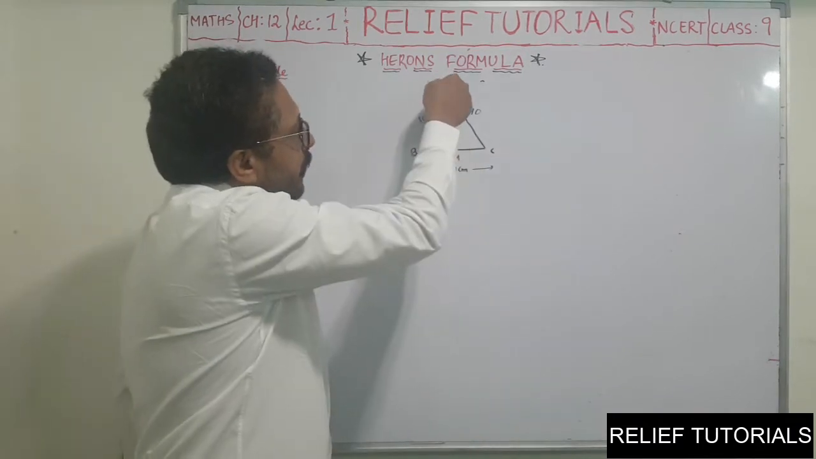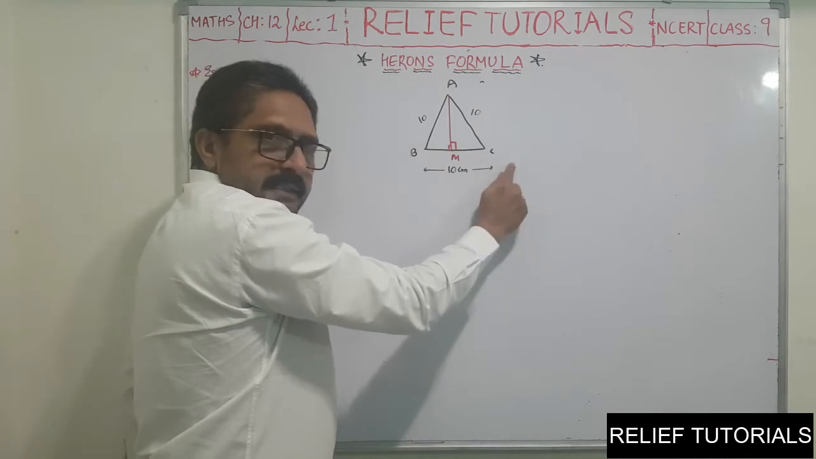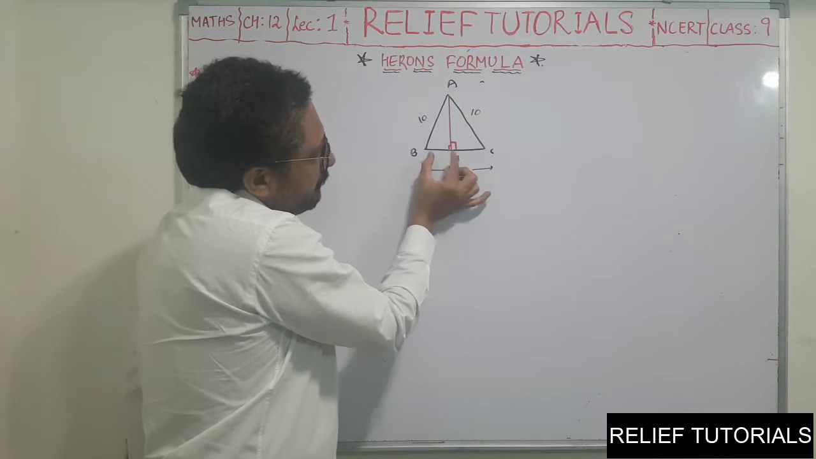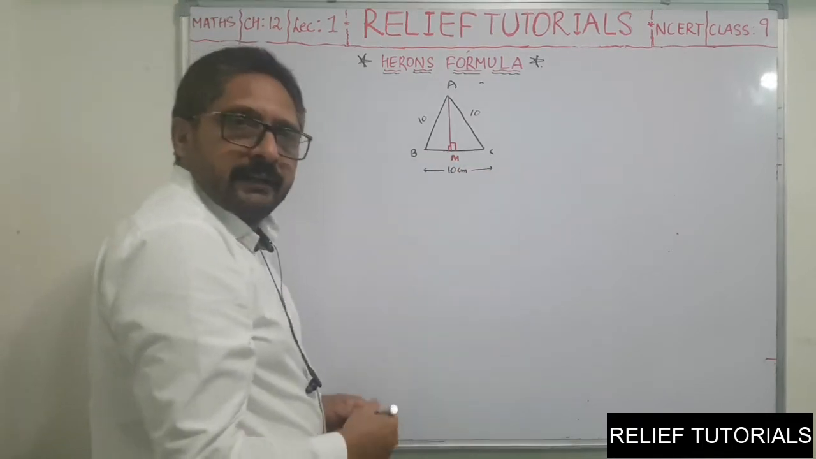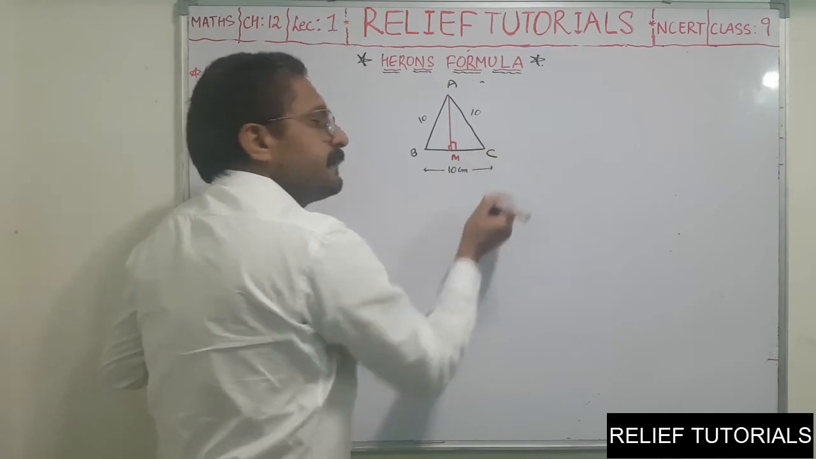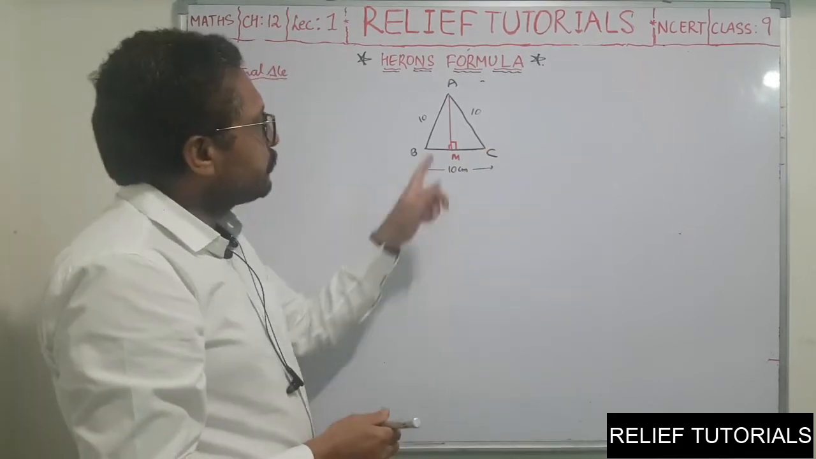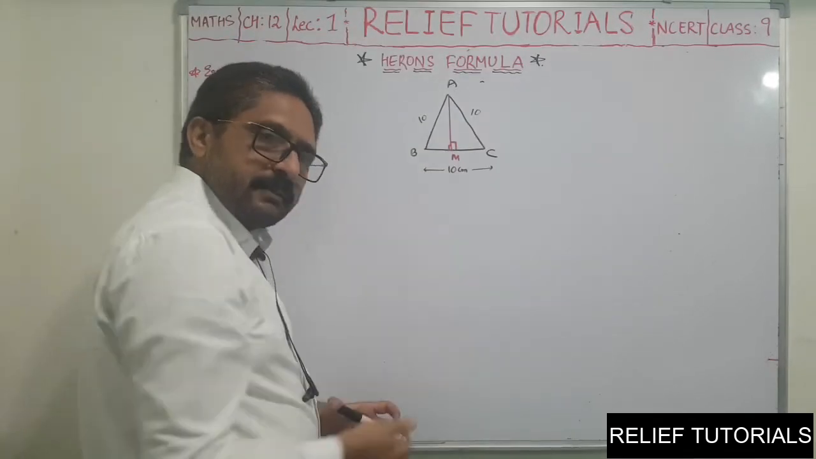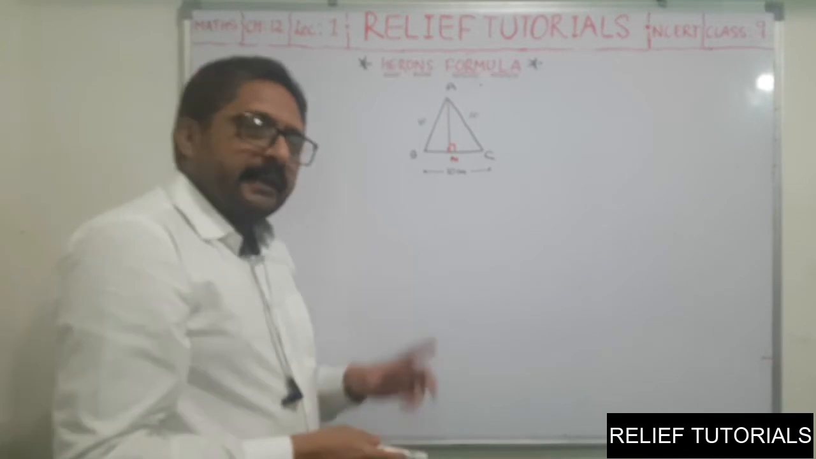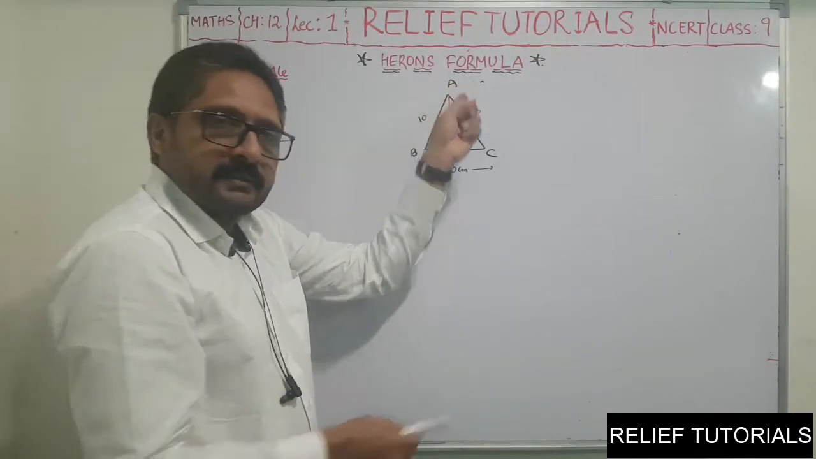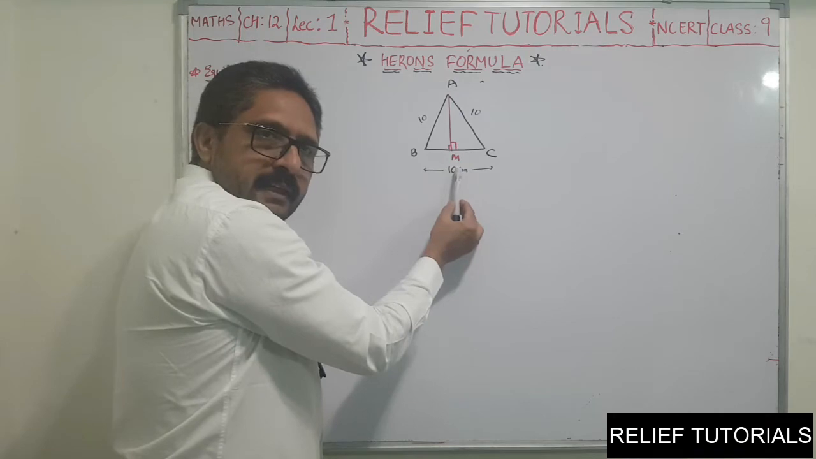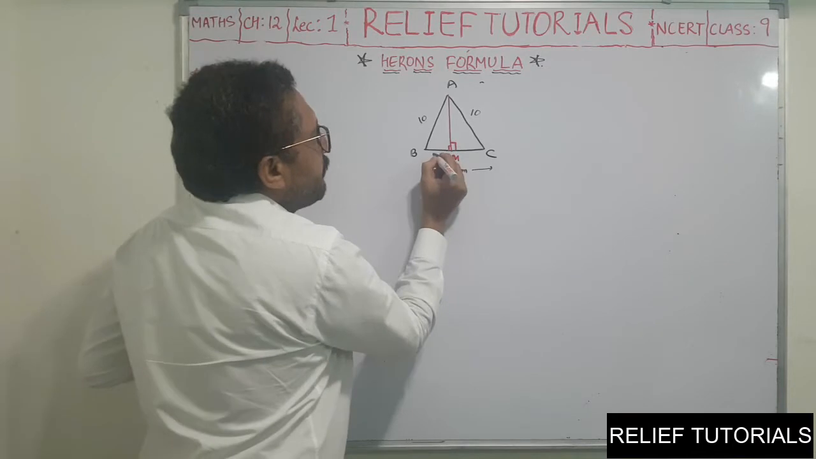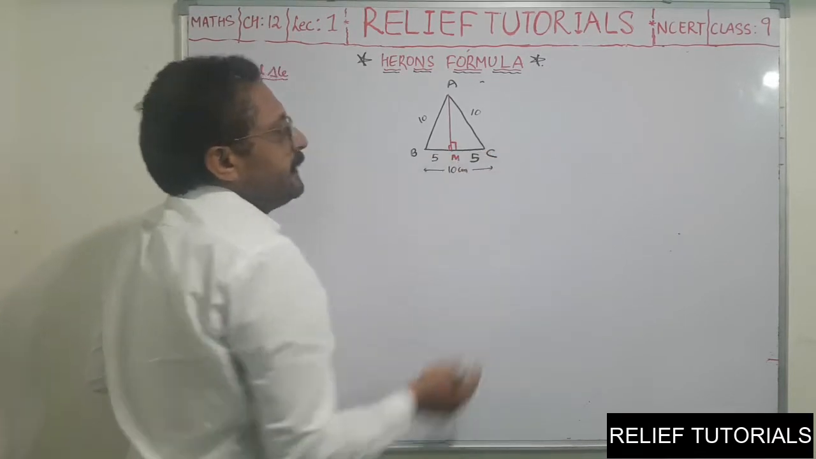In short, if you draw altitude AM perpendicular to BC, then M is the midpoint of BC. This is 10, so BM will be 5 and MC also will be 5. Always. Why? That we will discuss in the previous chapter. We will prove these two triangles congruent, then you can say M is the midpoint. But remember one thing, in an equilateral triangle, from any vertex, if you draw an altitude on the opposite side, it will divide the opposite side into 2 equal halves. Therefore BM will be 5 and MC also will be 5.